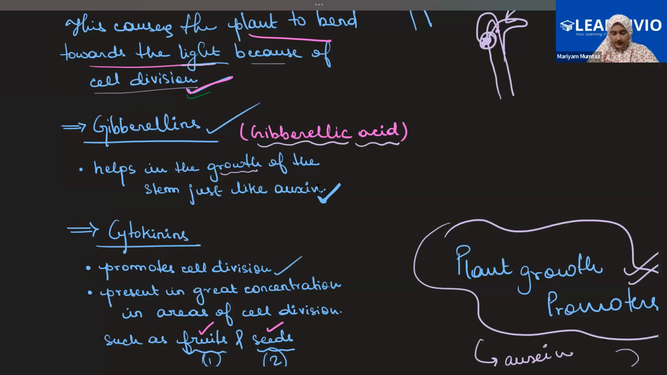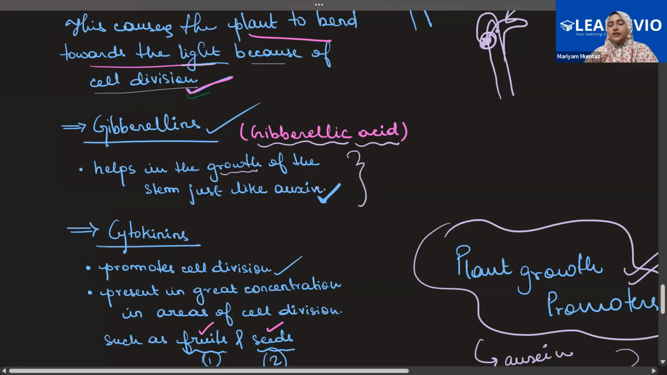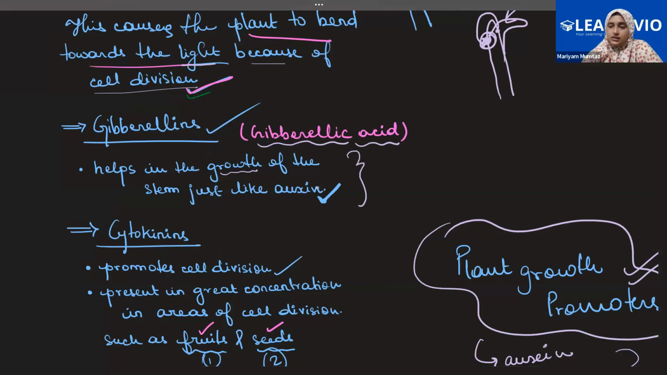Now coming on to the next, that is gibberellins. See, gibberellins are also known as gibberellic acid. Now they are very similar to auxin. The function is very similar to auxin and they help in the growth also. So this much is there for your syllabus. They help in the growth and they behave just like auxin.